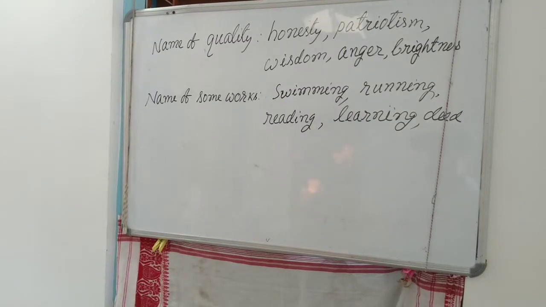We should not forget to add these things also to the list of nouns. That is the name of qualities: honesty, patriotism, wisdom, anger, brightness, etc. And these are also names of some abstract ideas. Names of some works: swimming, running, reading, learning, walking. All these are also nouns. So noun is a name of anything.